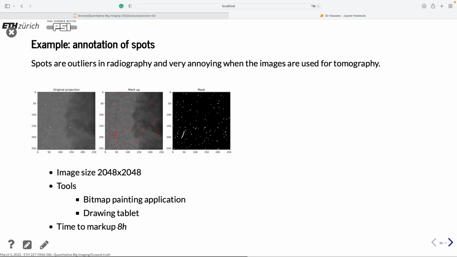In this case, I want to do a demonstration of how to detect these spots using machine learning. So I was sitting down with a 2K by 2K image. It took me 8 hours to mark up all these dots in one image. So this is not really a feasible way of working, but I wanted to have at least one for demonstration. Here I just used a traditional bitmap painting application and a drawing tablet. So I didn't work with a mouse here. But that's also a personal choice, which tools you use for this markup.